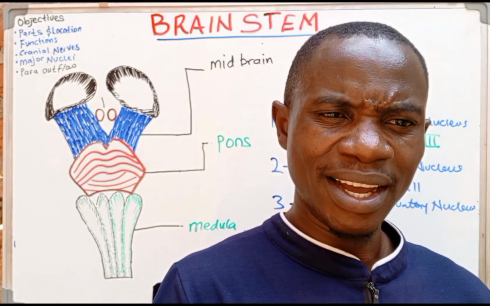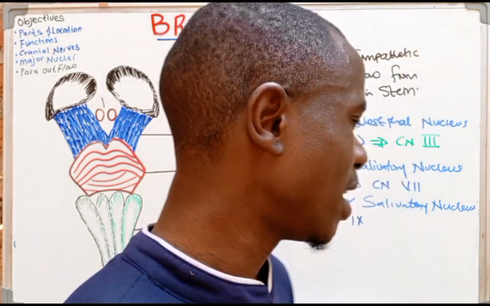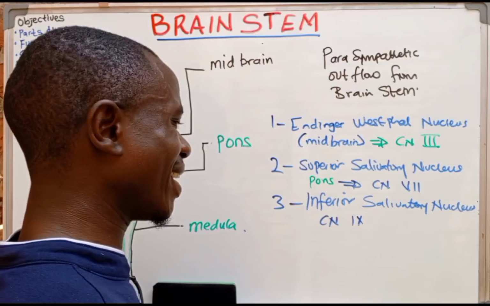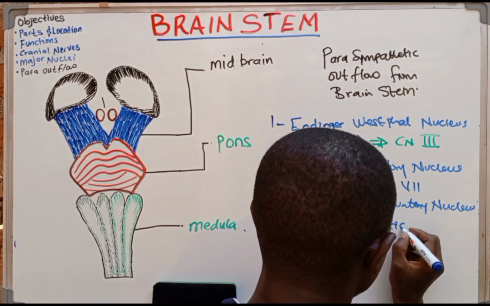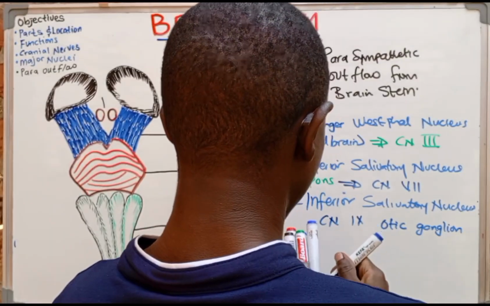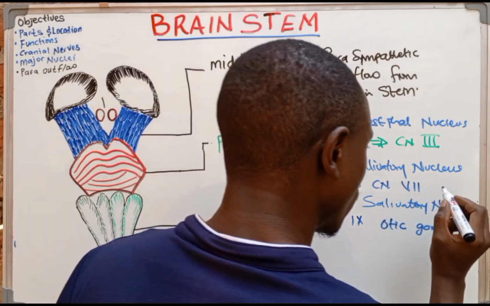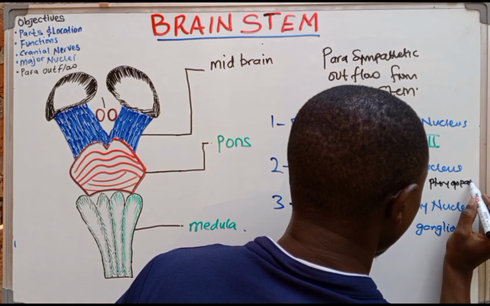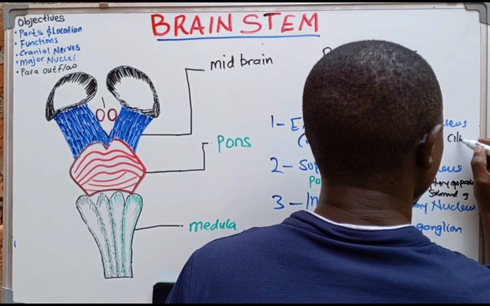And we said a ganglion is a collection of neuron cell bodies outside the central nervous system. So that's why these fibers leave the central nervous system and go and synapse in a ganglion which we are calling the otic ganglion. And of course for the case of the superior salivatory nucleus, these fibers go and synapse in the pterygopalatine ganglion.